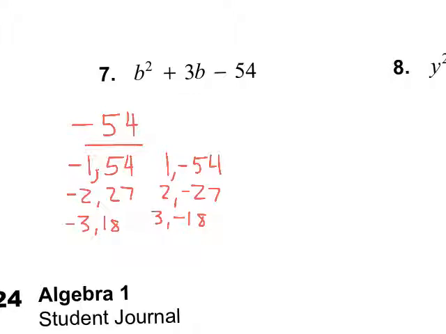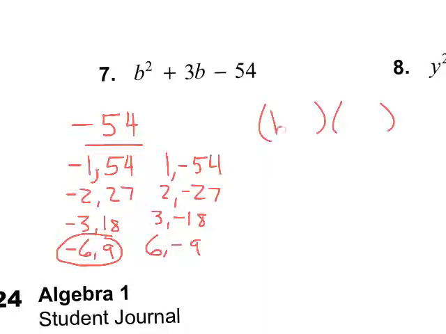Alright, 4 does not go into 54. 5 does not go into 54. 6 does, so I could do -6 and +9, or +6 and -9. Then I need to look for which of my factors add to +3. That's my B value. So +3 would be -6 plus 9. That would give me +3. So now my ordered pairs would have a B in the front, since it's B squared this time. So you've got to match your variable. And then my factors are -6 and +9. And there's my final answer.